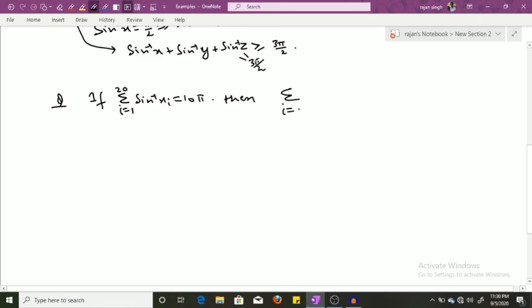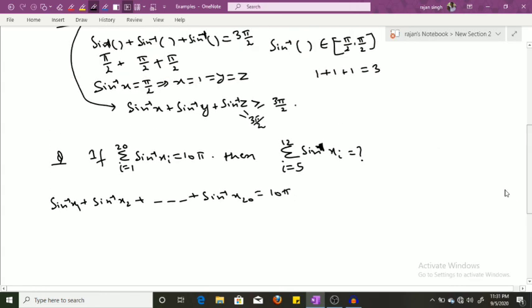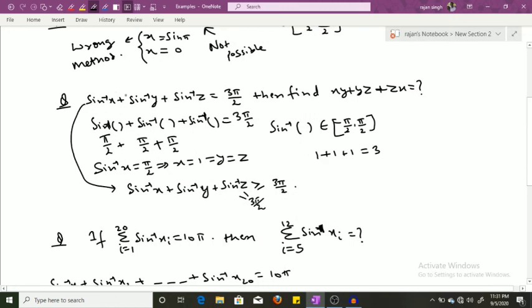We have to find the sum of sin inverse xi for i equal to 5 to 12. So how to do it? What we are saying is sin inverse x1, plus sin inverse x2, and so on up to sin inverse x20, and that is given as 10 pi. We are seeing that 20 sin inverses are given. In the previous question that we did, 3 sin inverses were given.